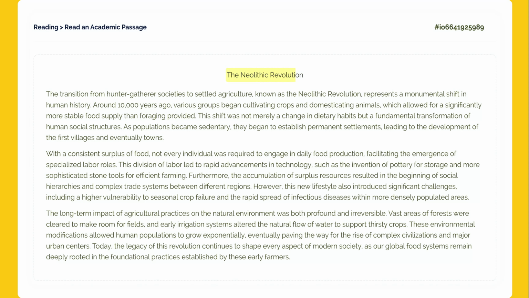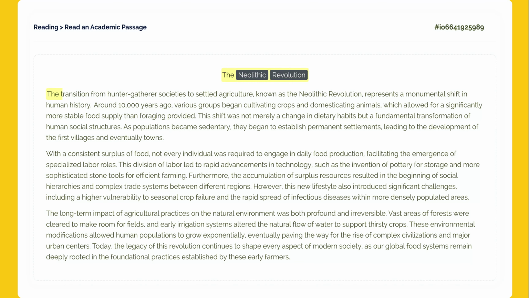The Neolithic Revolution. This title introduces a major historical event. When you see the word revolution, it usually signals a complete and radical change in a system. In this context, the Neolithic period refers to the New Stone Age. Together, these words tell us that the passage will explain a massive turning point in human history, specifically how humans changed their way of life from moving around to staying in one place. We should expect to read about what caused this change and what the results were for human society.